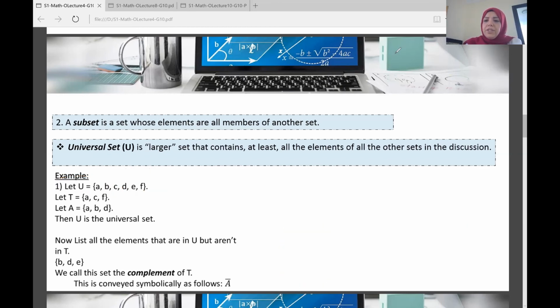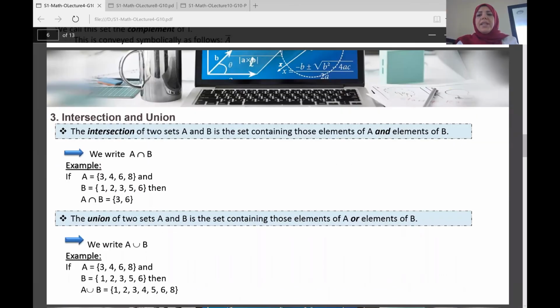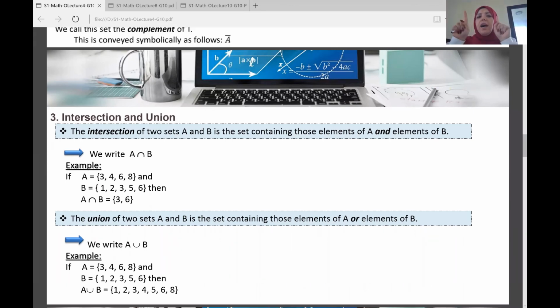Let us now continue. We're going to talk about the intersection and the union of sets. This is very easy. When I say the intersection of two sets, I mean all the elements that are found in both sets. Those are my intersection. And the intersection of two sets is a set.